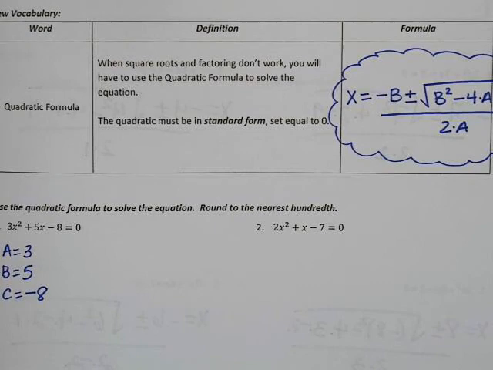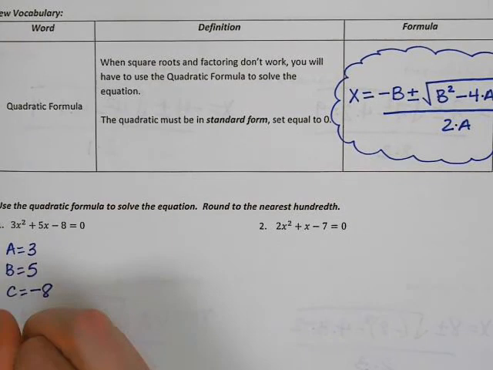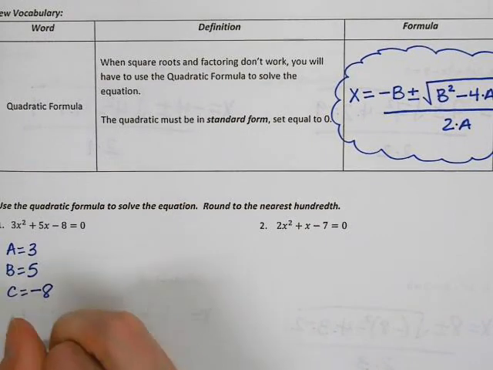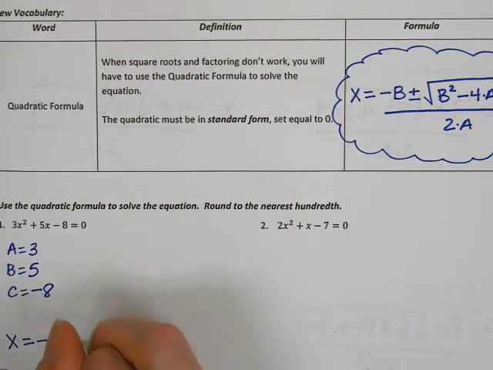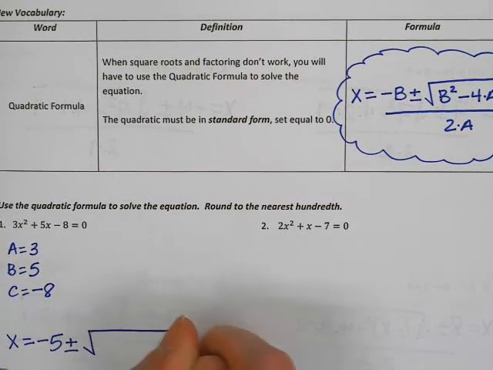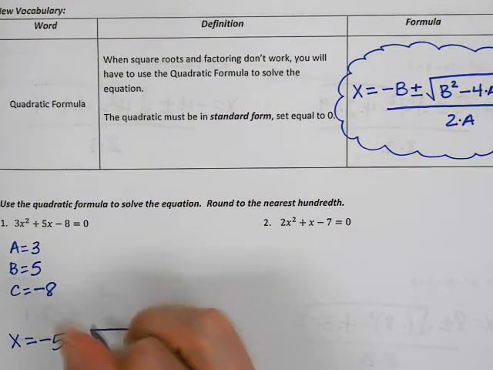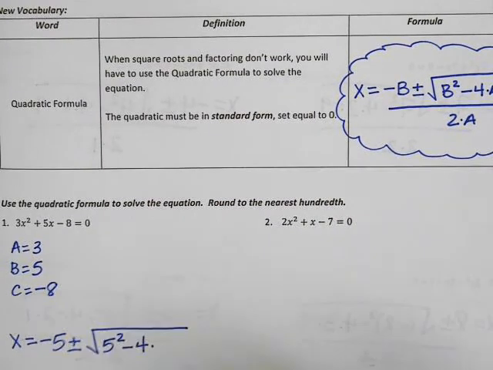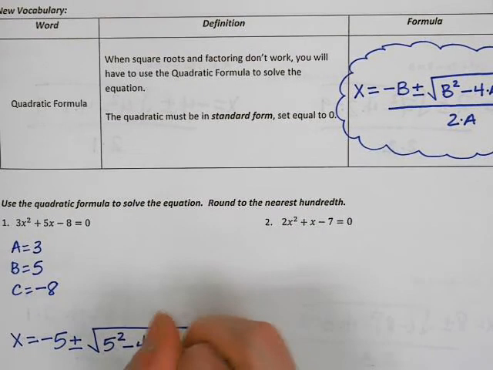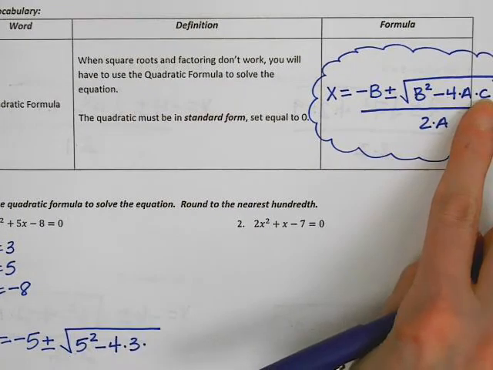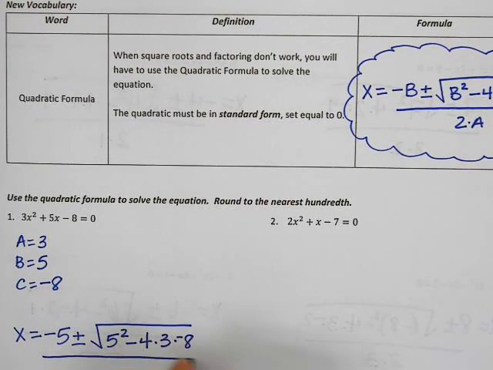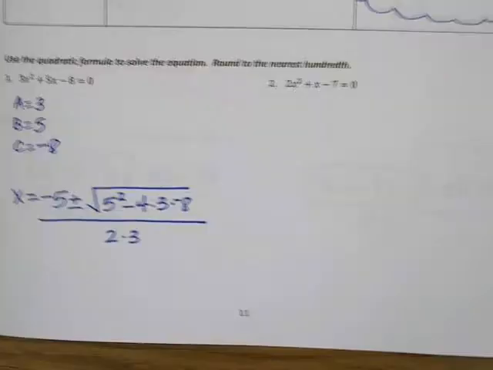All right, let's plug stuff into our quadratic formula. X is going to equal -b. So if b is 5, then it's -5, plus or minus square root b squared, so 5 squared, minus 4 times a, which is 3, times c, which is -8. And then it's all a huge fraction over 2 times 3. Oh, sorry, because a is 3.